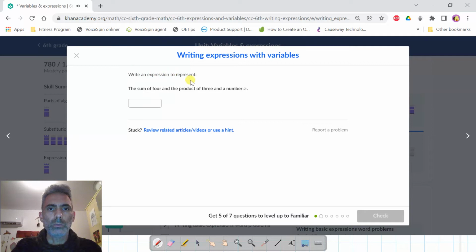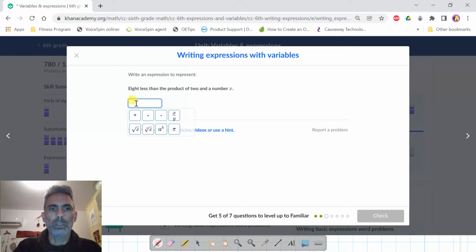Write an expression to represent the sum of 4 plus the product of 3 and the number x, so 3x. So 3 times x. 3 times x is the product of 3 and the number x.